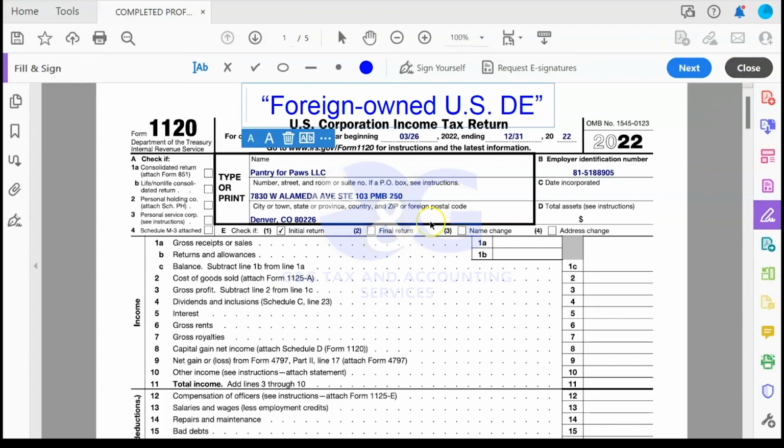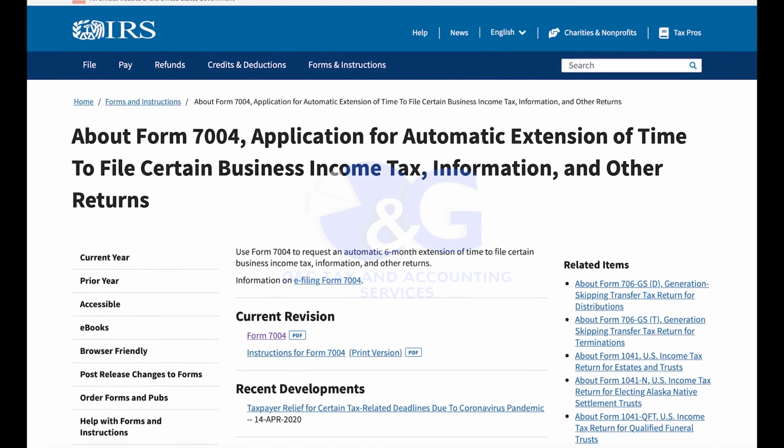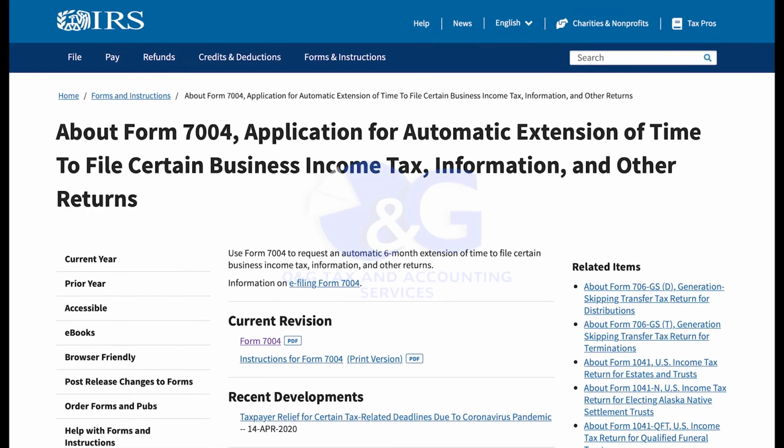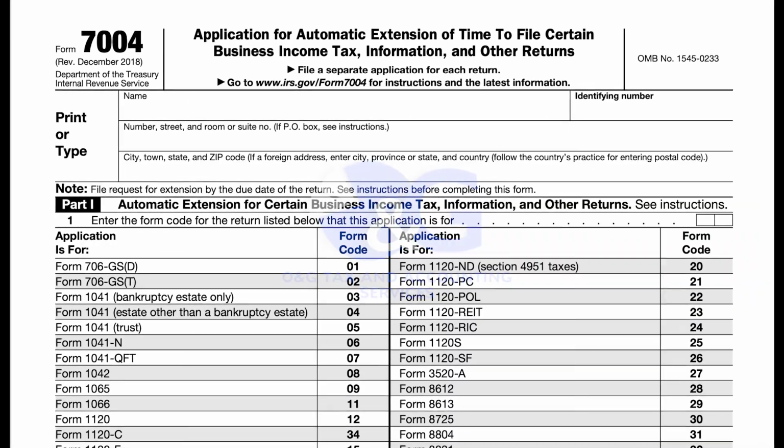So this puts the IRS on notice that you're filing a Proforma 1120 and you're not filing a U.S. corporate income tax return. The final step of this process is we're going to take a look at how to complete the Form 7004, which is the extension.